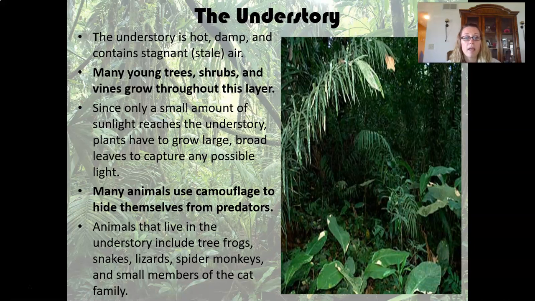Since only a small amount of sunlight reaches this layer, we'll typically find that the plants have really big, broad leaves, and that is an adaptation to help make sure that those plants can capture as much sunlight as they can. So the more space they take up, the better their chances of catching some sunlight.